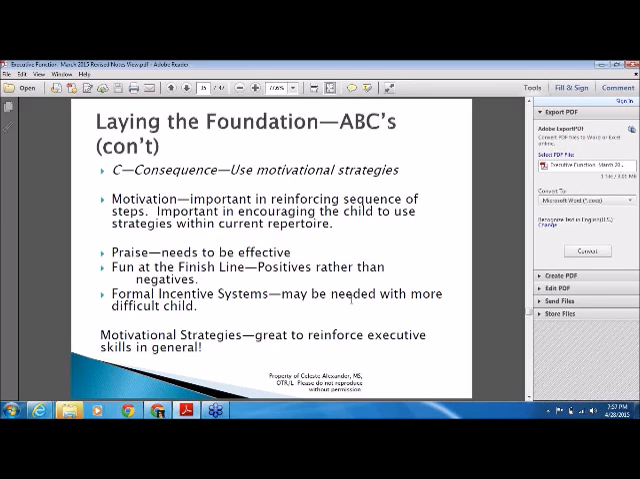Motivation. So, excuse me, let me back up. So we've got A for antecedent, B for the behavior, what we're going to change, and then we've got C for consequence. So we're going to use motivational strategies for that. So I think motivation is important in reinforcing the sequence of your steps. It's important also to encourage the child to use strategies within their current repertoire.